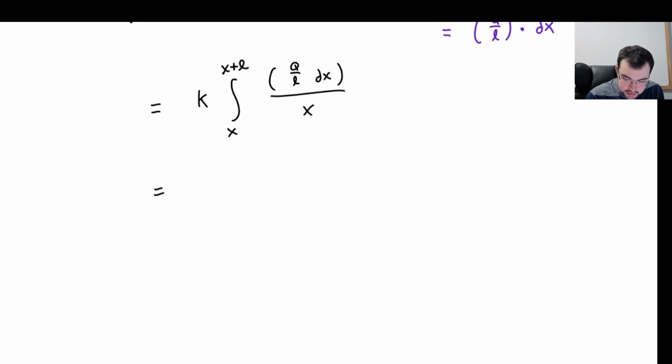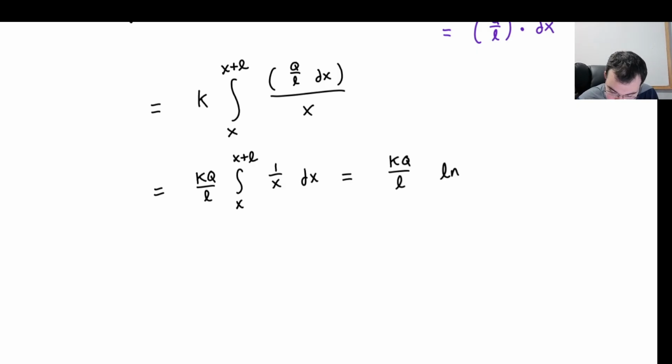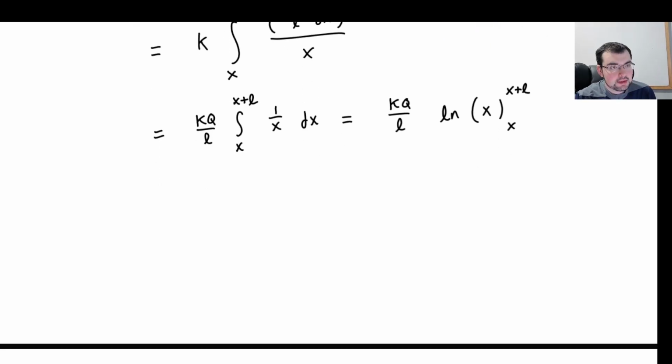So Q over L is constant, so we get kQ over L times the integral from x to x plus L of 1 over x dx. This is a known integral. It's a special case because the power rule breaks down, since you'd get x to the 0 over 0. 1 over x, that's natural log. So you get kQ over L times ln of x. Yes, I know there's an absolute value, but it does not matter because we're dealing with positive quantities here.